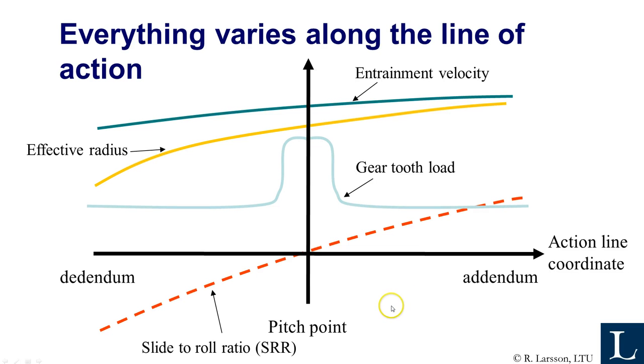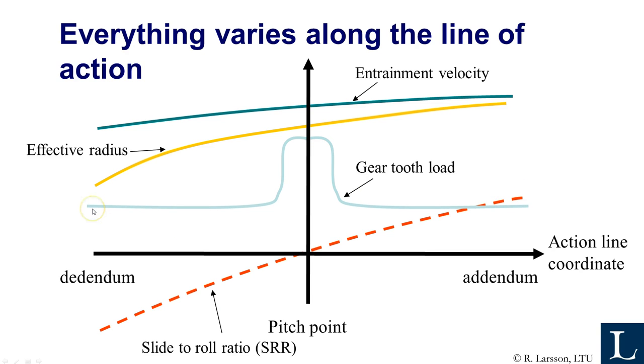First, I just want to show this: the engagement of two gear teeth is not a very static event. Everything is varying. So as we know, the sliding varies. It starts with high sliding in the first engagement, and then it goes down to 0 in the pitch point, and then it goes up to much sliding again in the very end. And that means that also the slide to roll ratio varies from high to 0 to high again.